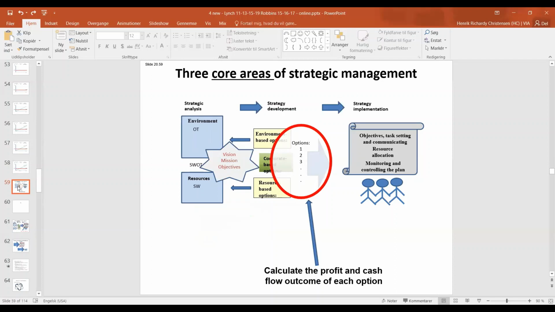And this means that in order to end this lecture here, before we start looking at something else regarding implementation, we simply have our options here: 1, 2, 3. One could be market development. We simply need to calculate the profit and cash flow outcome of each option. So look into break-even, look into profit, and look into cash flow. And cash flow was, do we have enough money to finance this, and do we make enough money over time, or do we need someone to help us with financing?